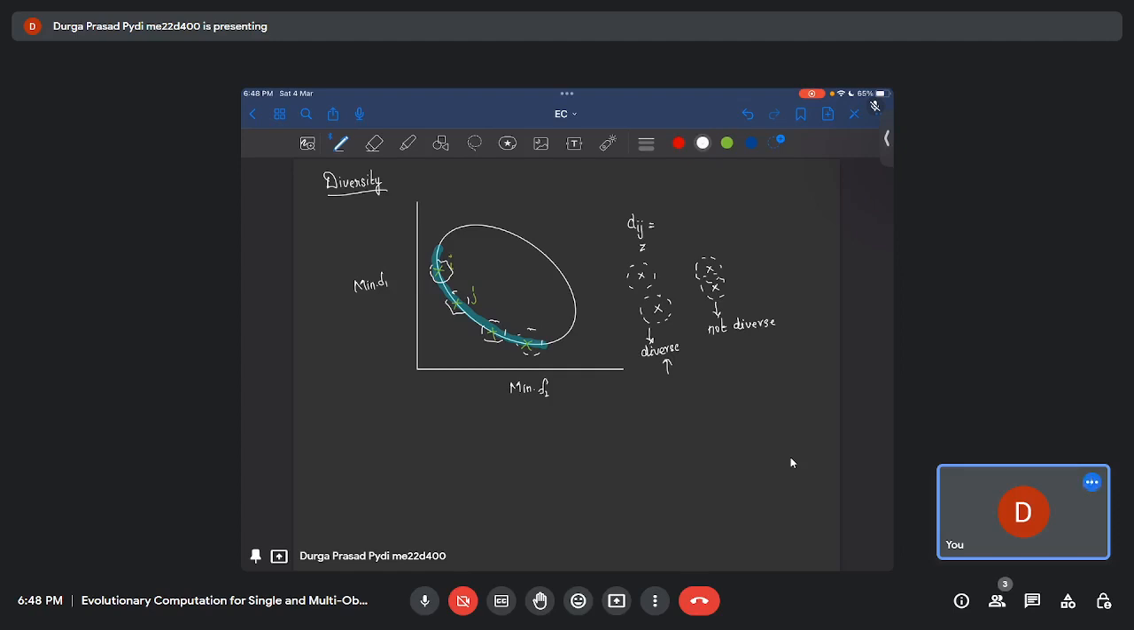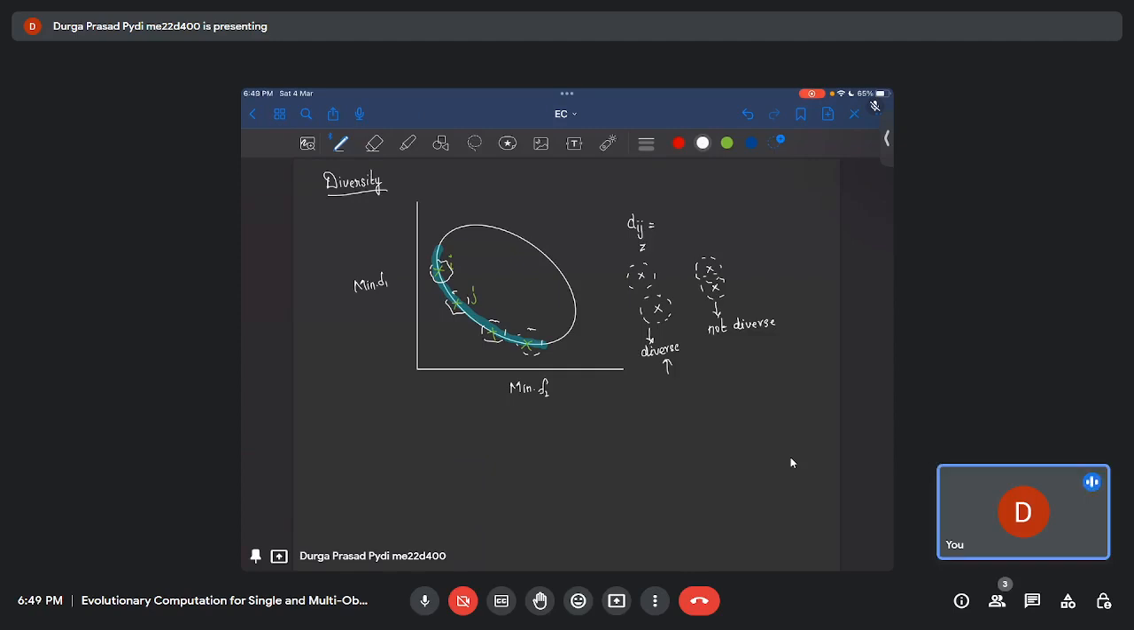Do you have any questions? I think diverse means that 2 solutions, their difference is more. On the left side, solutions should be far apart. You have shown that 2 solutions that are far apart are diverse. Yeah, diverse in the sense they're far apart. And on the right side they are very close, so not diverse. So we should take diverse. Diverse. Okay, thanks.